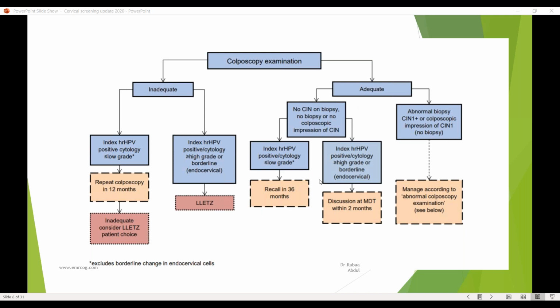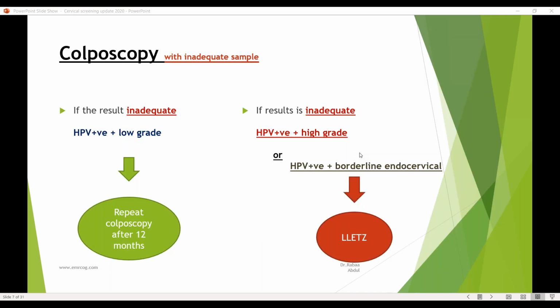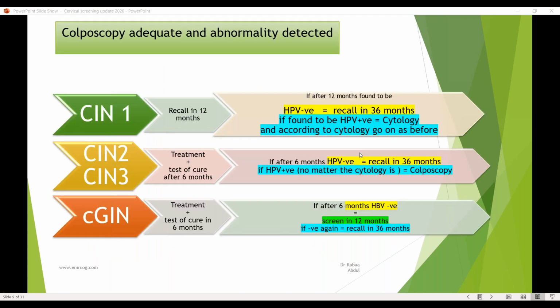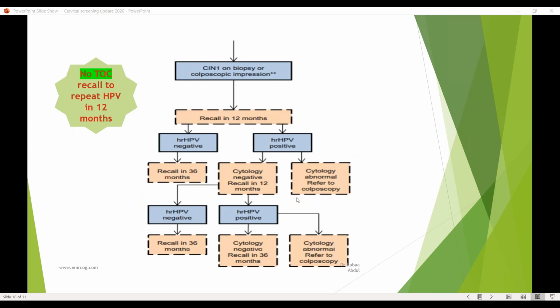The difference is the patient with CIN1, okay? Once she has had an adequate colposcopy, and this confirmed the CIN1, I will give her 12 months of follow-up, and if her HPV came negative in the 12 months, I will recall in 3 years, and if I found the HPV positive, I will do cytology as a reflex, and according to the cytology, I will go on. Here we are in this part, so you will not be lost.